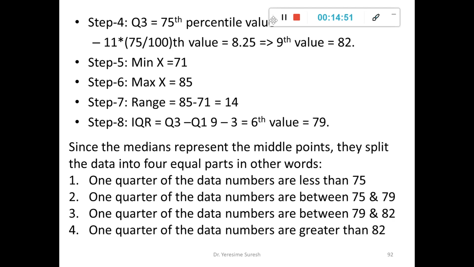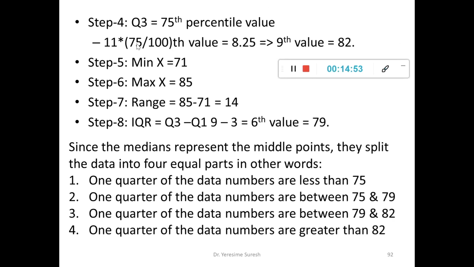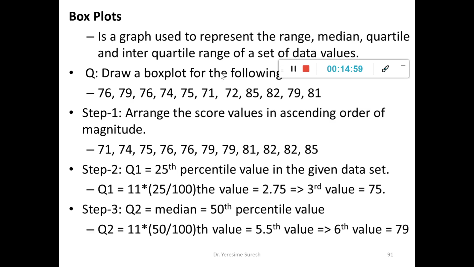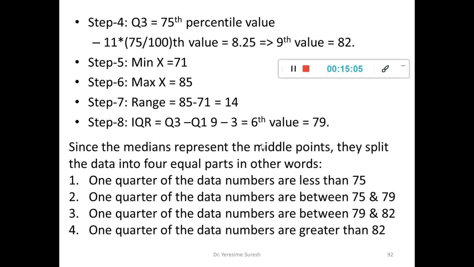Similarly, I find the Q3 value. Q3 is the 75th percentile. So 75 divided by 100, 0.75 into 11 is 8.25. I'll take the ceiling of the function, the ninth value. The ninth value is 82. Yes, ninth value, 10th value, 11th value. So 82 is the Q3 value. So I've taken the Q3 value as 82.